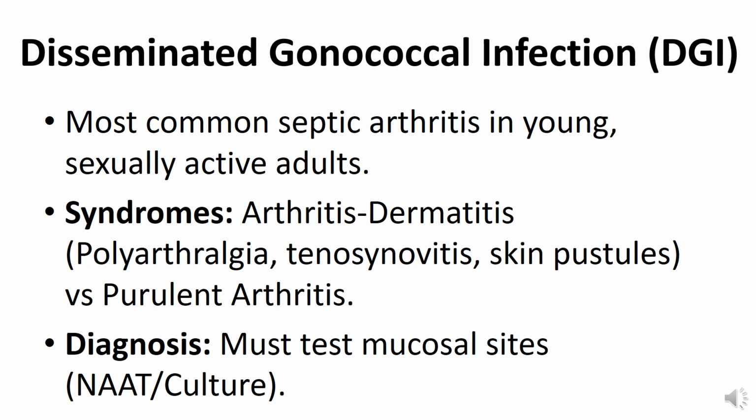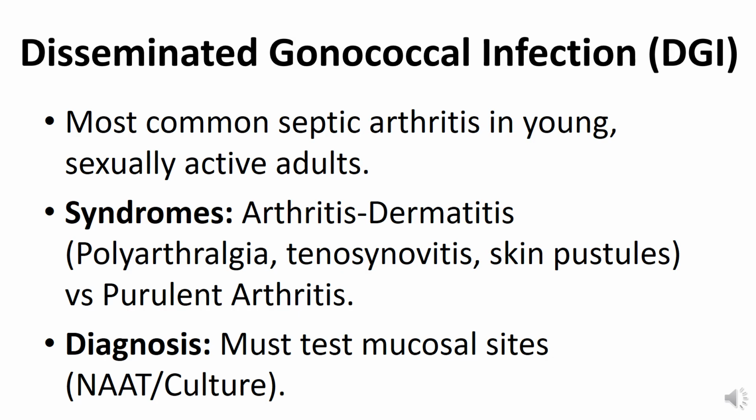Disseminated gonococcal infection typically presents in one of two major clinical syndromes. The first is the arthritis dermatitis syndrome. This is often the more classic presentation. Patients usually develop migratory polyarthralgia, meaning pain that moves from one joint to another. The joints may be painful without significant swelling in the early stages.